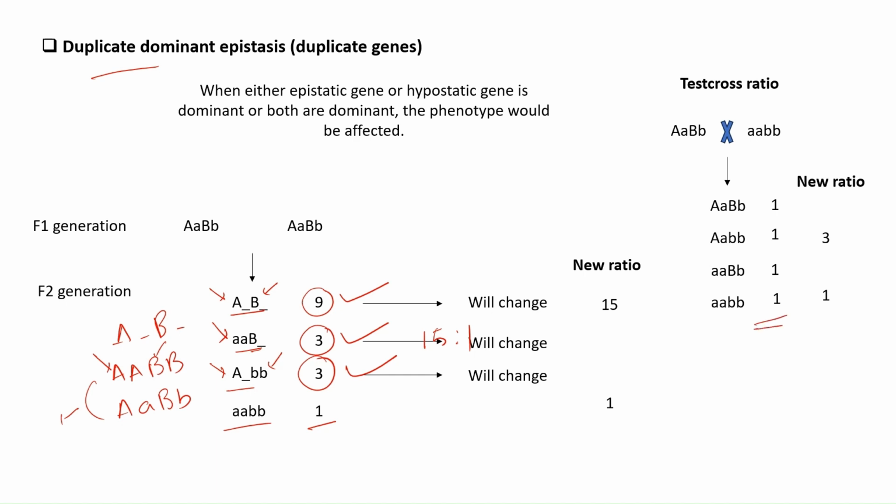Coming to the test cross, the ratio is 1:1:1:1. Why so? Again, those who have not seen that video, I would request you to see the video for the test cross ratios. So we get the ratio 1:1:1:1. How will this ratio get affected? This is dominant. Here also A is dominant. Here B is dominant. So we have to add these three. So 3:1. So the new ratio will become 3:1.